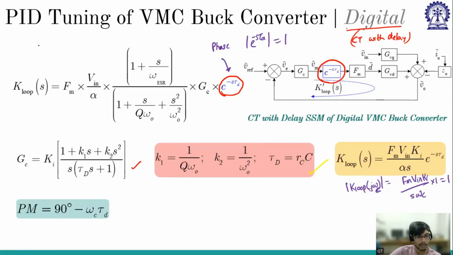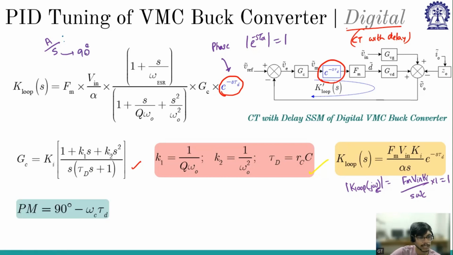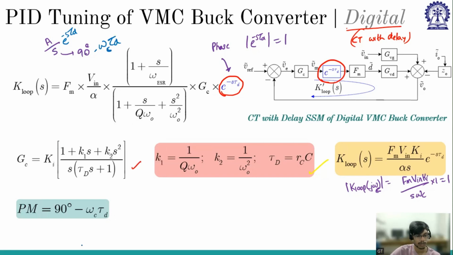Because if I have a function, say a by s, what is the phase margin? 90 degrees. And if I have a by s into e to the power minus s tau d, I'll get 90 degrees minus omega into tau d. But phase margin is calculated at the gain crossover frequency, which is the bandwidth, so it will be omega c tau d. Everything remains the same. All the gains are the same. Only the phase margin will be lesser. That is the only difference in the case of digital, right?